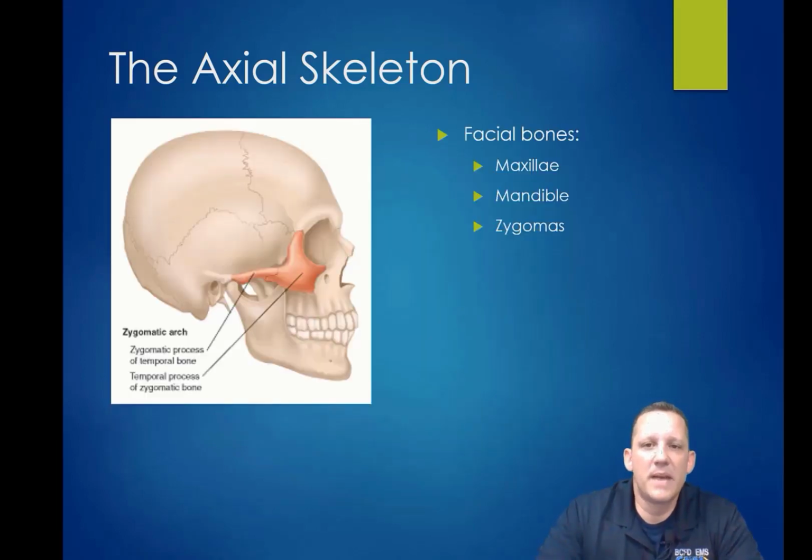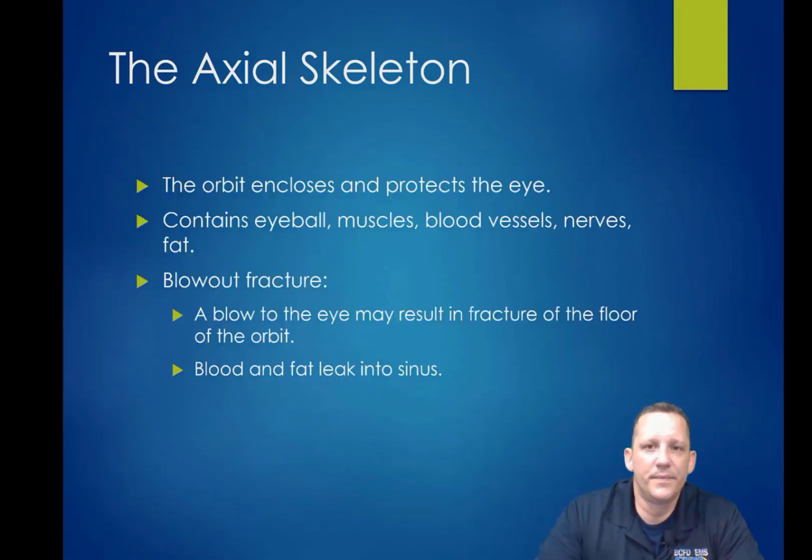So facial bones is the maxilla, the mandible, and the zygomas, and that's obviously the upper lower jaw and the cheekbones, and all of these can be separated from the rest of the face. The orbit encloses and protects the eyes. It contains the eyeball, the muscles, blood vessels, nerves, and fat.